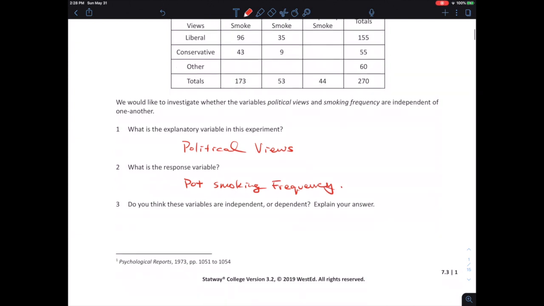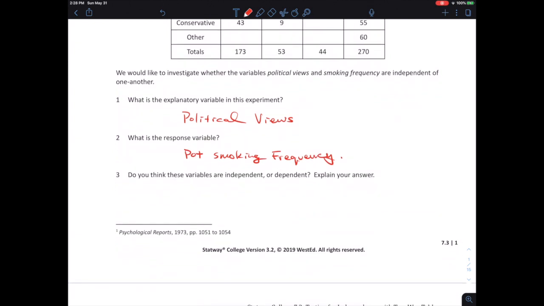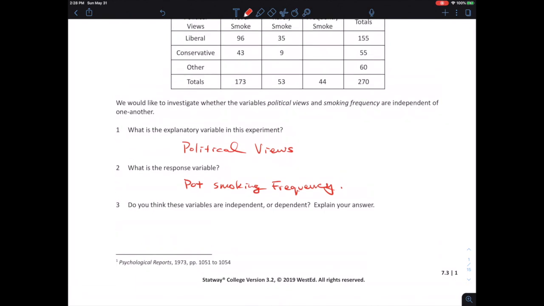Okay, do I think they're related? That is to say, independent or dependent? Personally, again, this is just my opinion, I think that some political types are more likely to be smoking pot. But that's just my opinion. So I think they're dependent. And you can put whatever you want down here. There's not really a right answer.